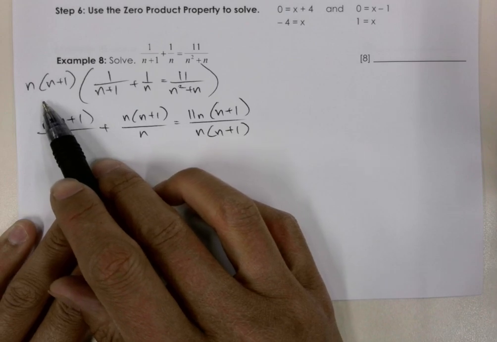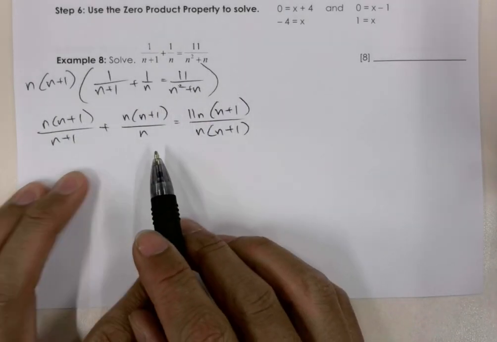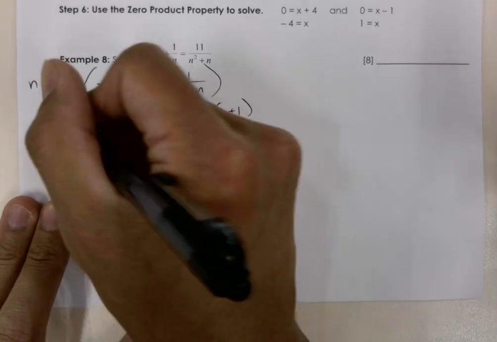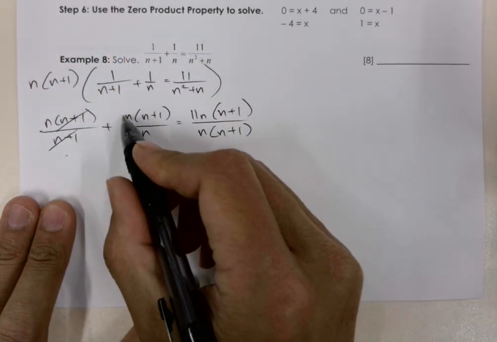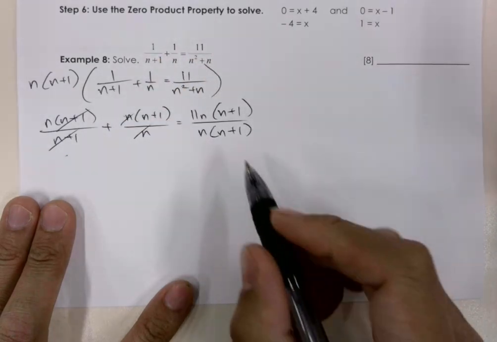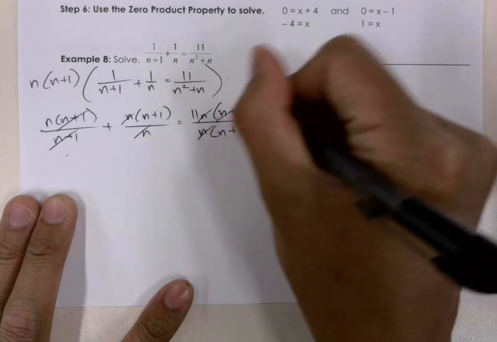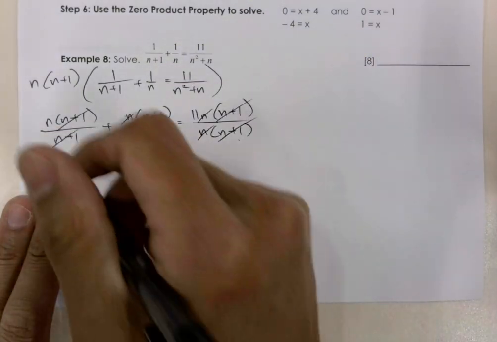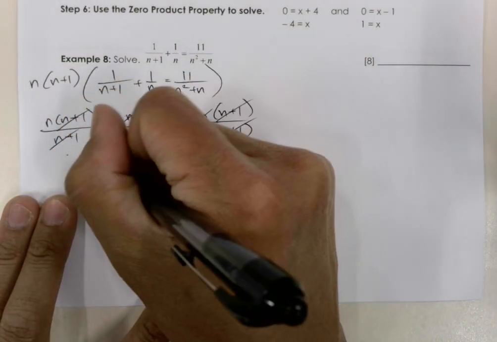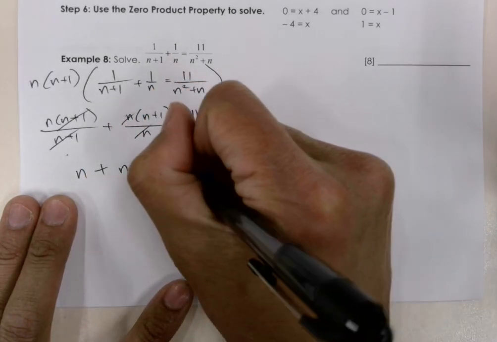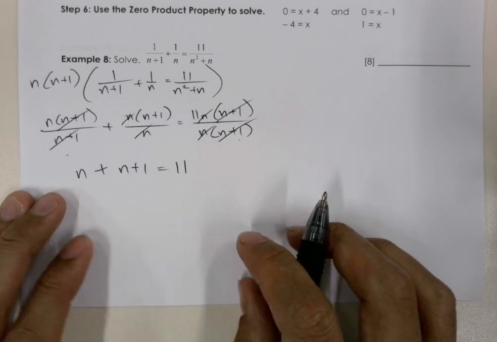Now that we have multiplied the lowest common denominator to every term in the equation, we're going to look for common factors to cancel out. We have an n plus 1 and an n plus 1. Those cancel out. We have an n and an n. Those cancel out. We have an n and an n. Cancel out. And an n plus 1 and an n plus 1. Those cancel out. So now what are we left with? We have n plus 1 is equal to 11. All right, so that cleaned up nicely.